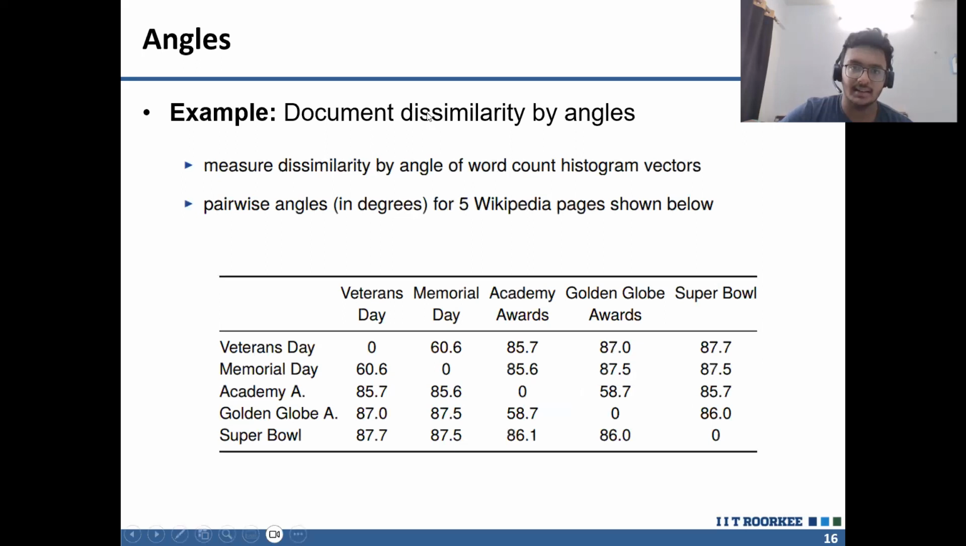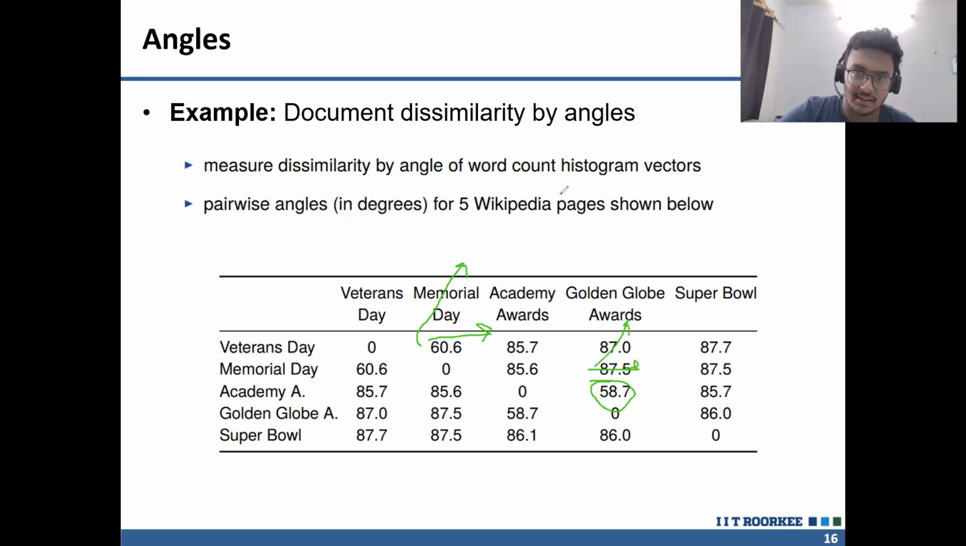So now we consider the document similarity problem again by using angles. The lesser the angle between two objects, the more similar they are. If we consider Memorial Day and Veterans Day here, we can see the angle between them is pretty small because they are pretty similar vectors. They may be like this. This is the first vector and this is the second one. They are similar. Similarly, Golden Globe Awards and Academy Awards are also similar vectors.